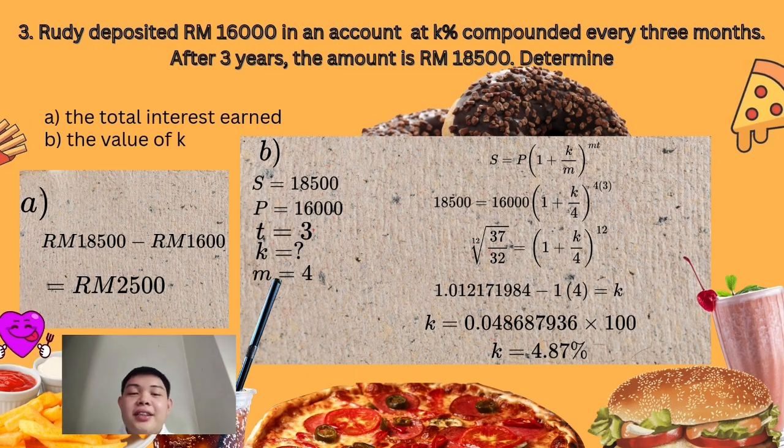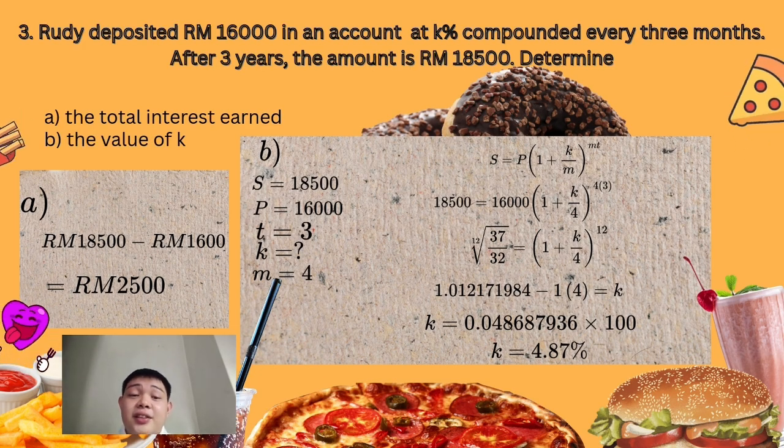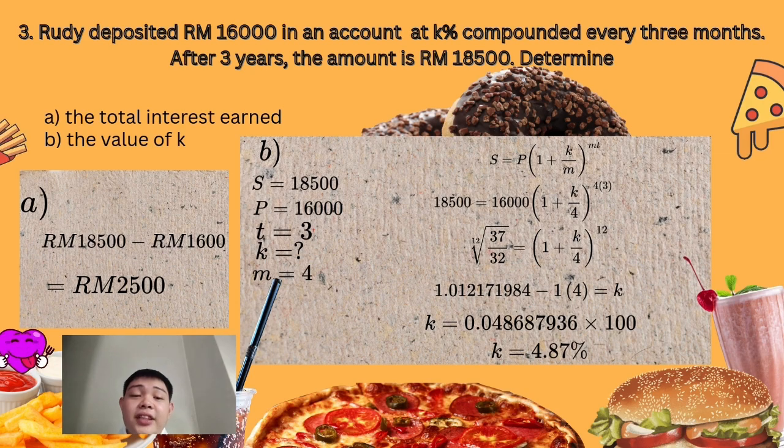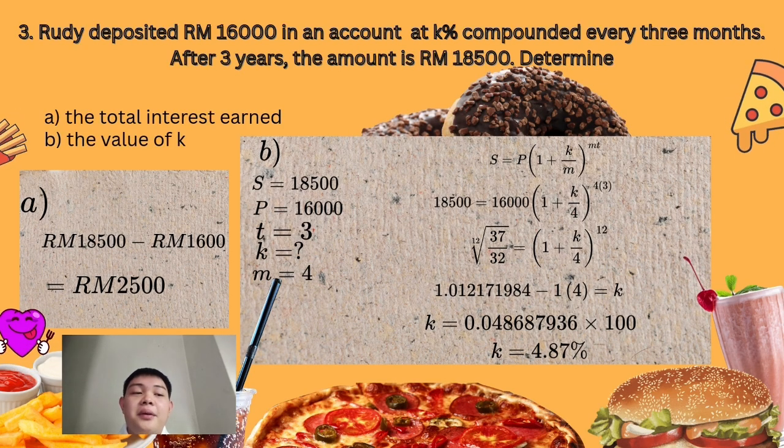Hello everyone. The next question is 3A and B. 3A needs us to find the total interest earned. To find the total interest earned, we just minus: 18,500 minus 16,000, and you will get the answer 2,500 ringgit.